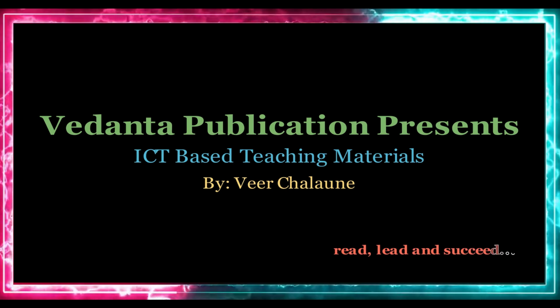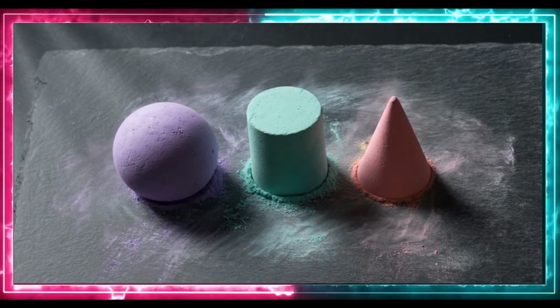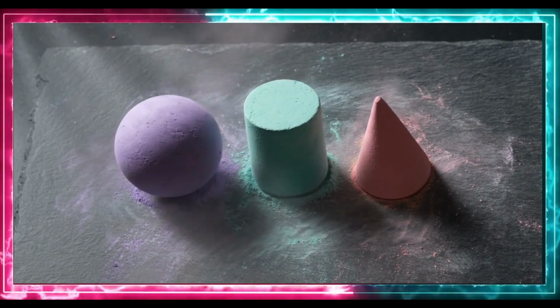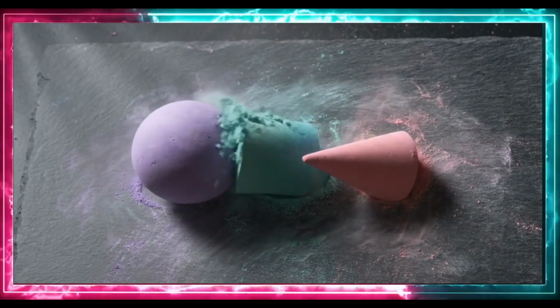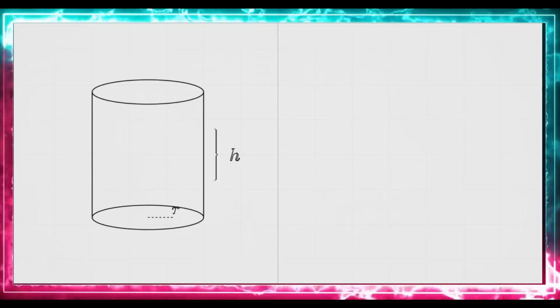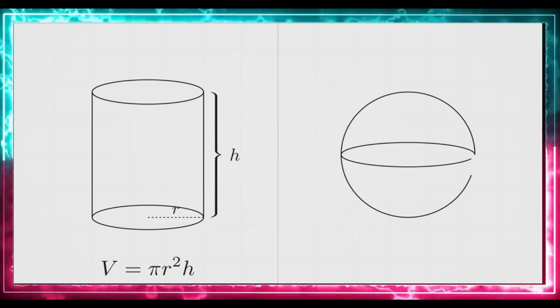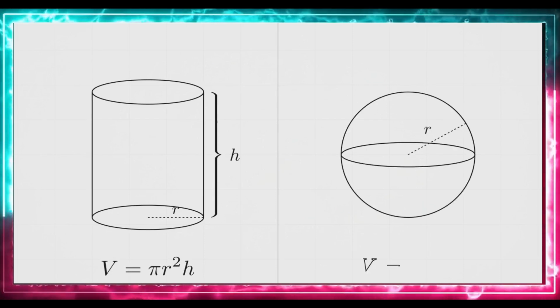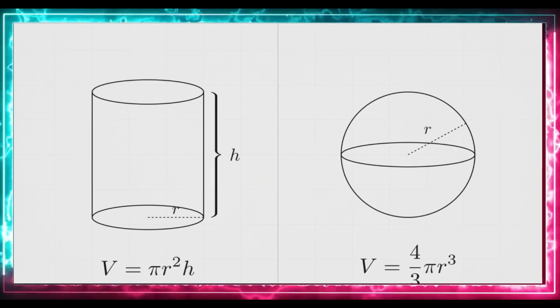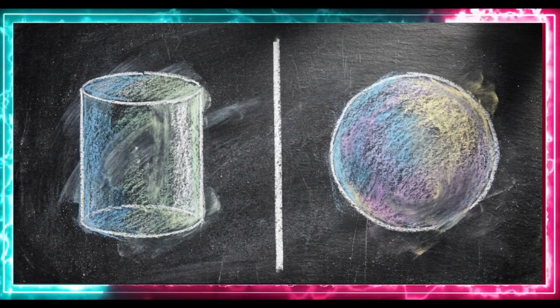Read, lead, and succeed. When we learn how to calculate the measurements of three-dimensional curved surfaces, it often feels like an exercise in memorizing disconnected rules. Standard geometry curricula typically present the volume of a cylinder as πr²h and the volume of a sphere as 4/3 πr³. We are taught to treat these as separate mathematical laws, existing in isolation from one another.